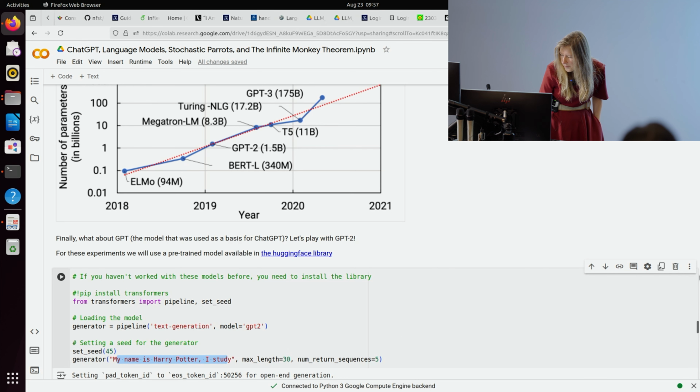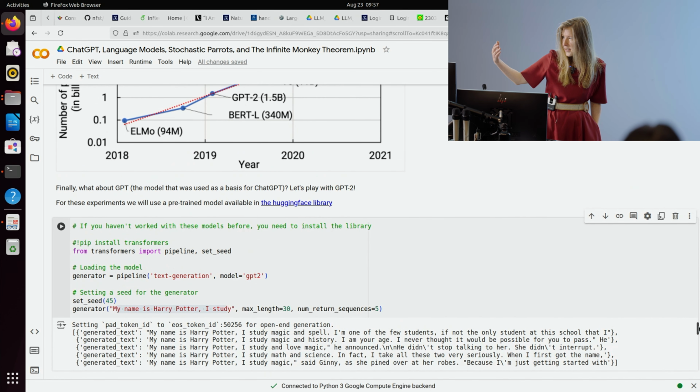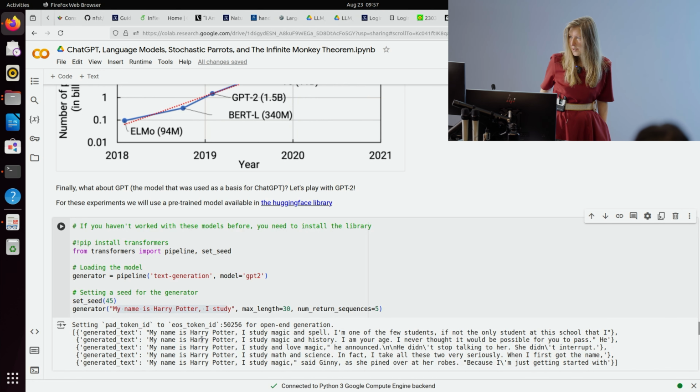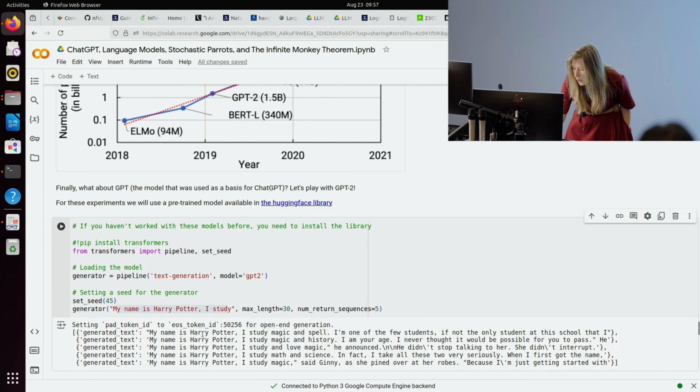And five sequences. Each sequence has some probability, right? It generates these different sequences. I can even extract the probability of each sequence. So the first one is: My name is Harry Potter. I study magic and spell. I'm one of the few students, if not the only student at this school that I blah, blah, blah.